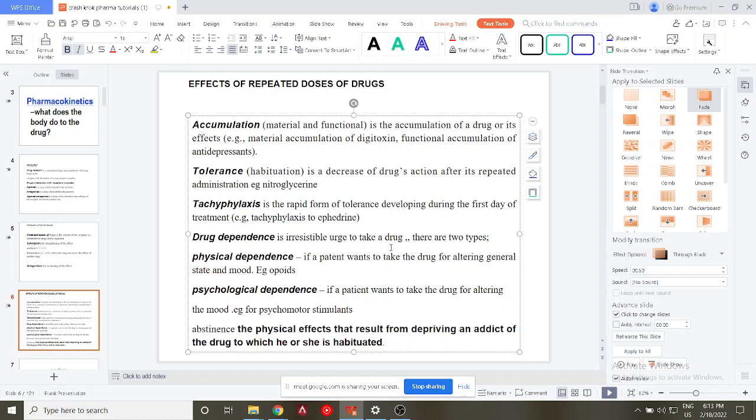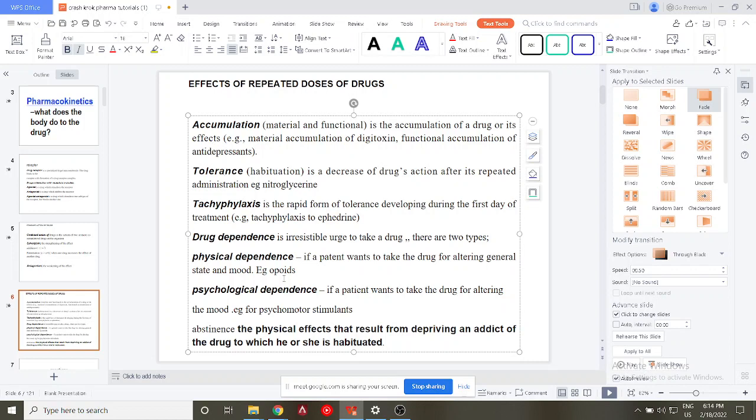So it is an irresistible urge to take drugs. There are two types: physical dependence and psychological dependence. Physical dependence occurs when you need a drug to alter your general state or mood. For example, maybe you have pain in your hand and you need to take the drug to take the pain away. So this is physical dependence.